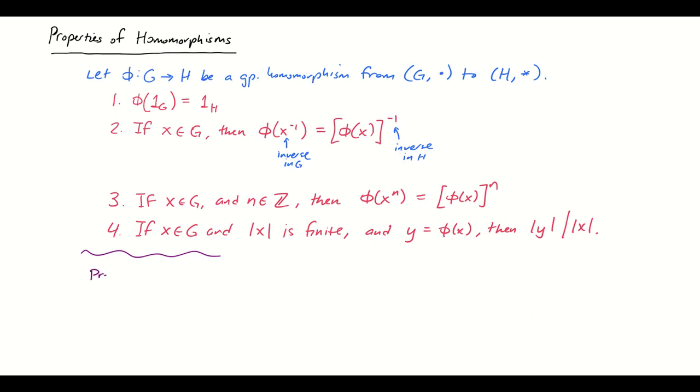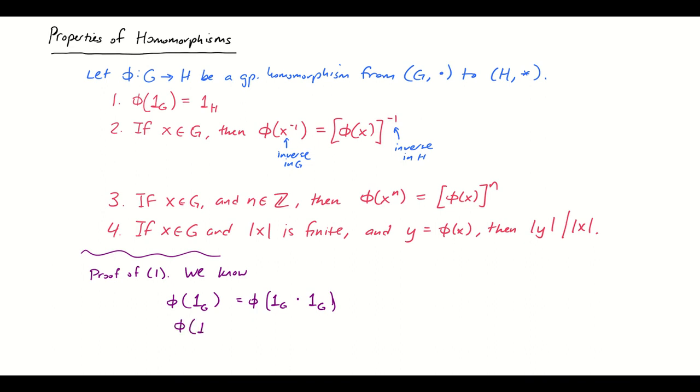All right, so let's do the proof of number 1. Here's how this goes. We know that the identity of G is equal to the identity of G times the identity of G. And I'm using dot there because I'm multiplying elements in G. So because of that, I can take phi of each side, and because phi is a function, it has to map both of these to the same thing. All right, so I know that phi of the identity is equal to phi of the identity times the identity.